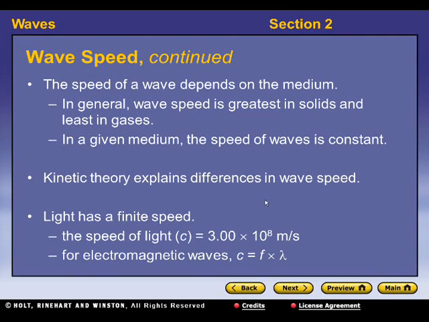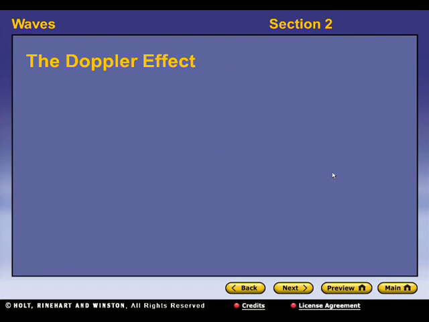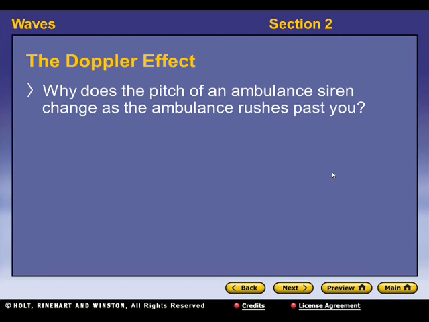So for electromagnetic waves, the speed of light is equal to the frequency of the light times the wavelength of that light, and it always has to be equal to 3 times 10 to the 8th meters per second. So if the frequency goes up, the wavelength gets shorter. If the wavelength gets longer, the frequency goes down.